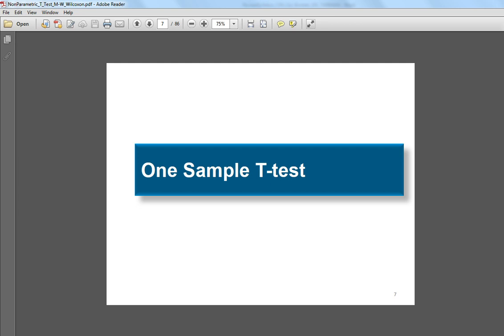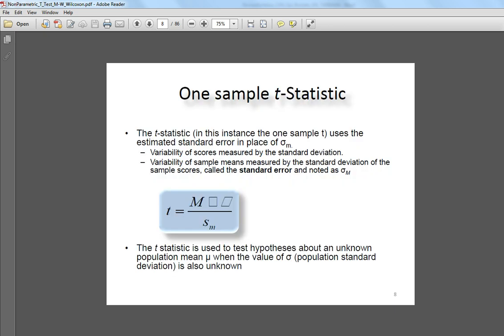So after that brief review of the history of the t-test, let's take a look at again what is the one sample t-test. The one sample t statistic uses this estimated standard error in place of the standard deviation. Remember that in z-score they use standard deviation, and the standard deviation actually measures the variability of the scores, whereas in t-statistics the variability of the sample means is measured by the standard deviation of the sample scores, called the standard error, and this is noted by sigma with an M.